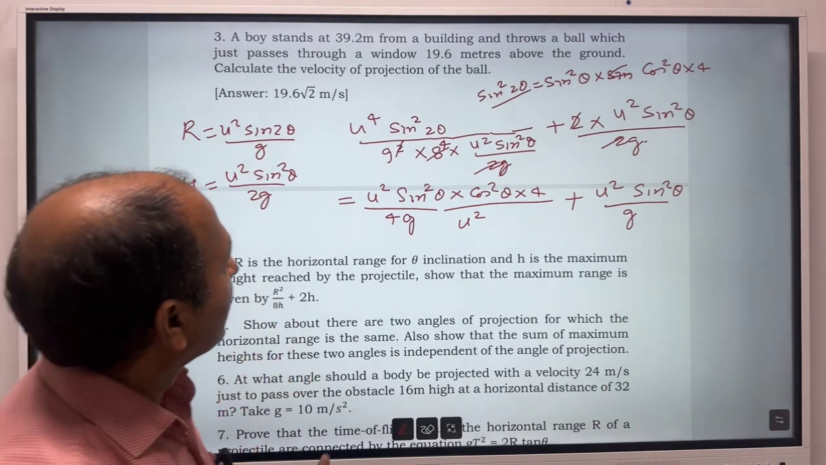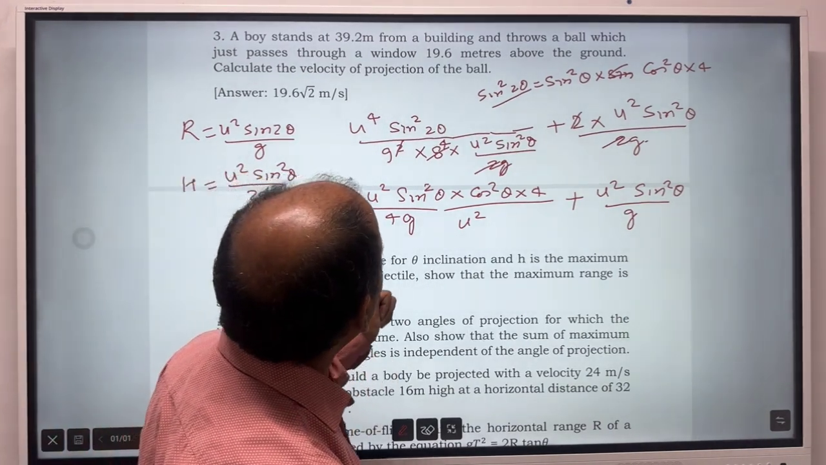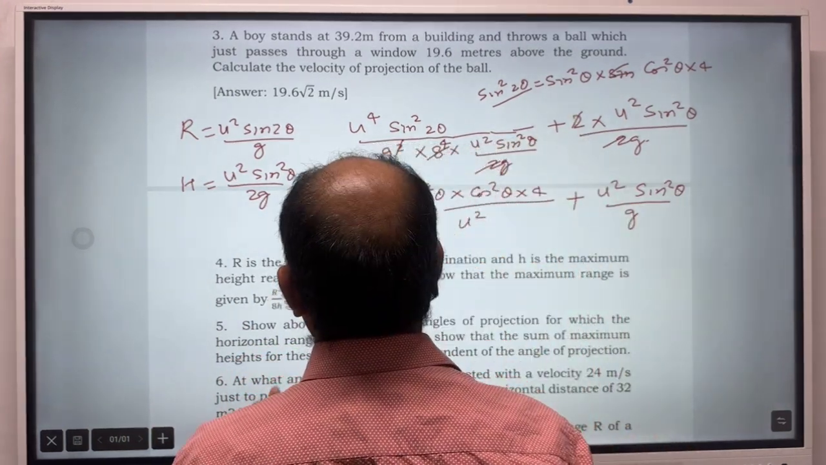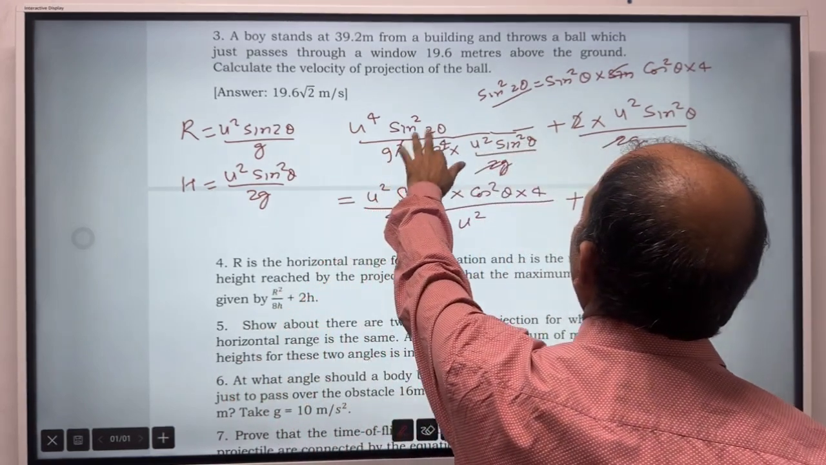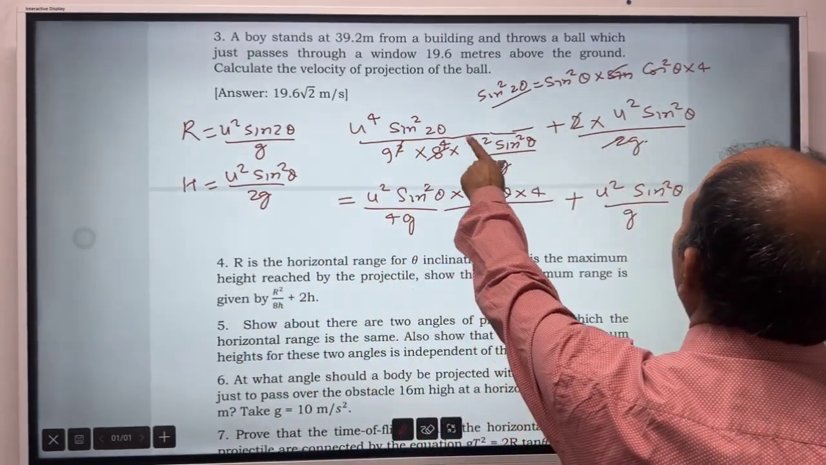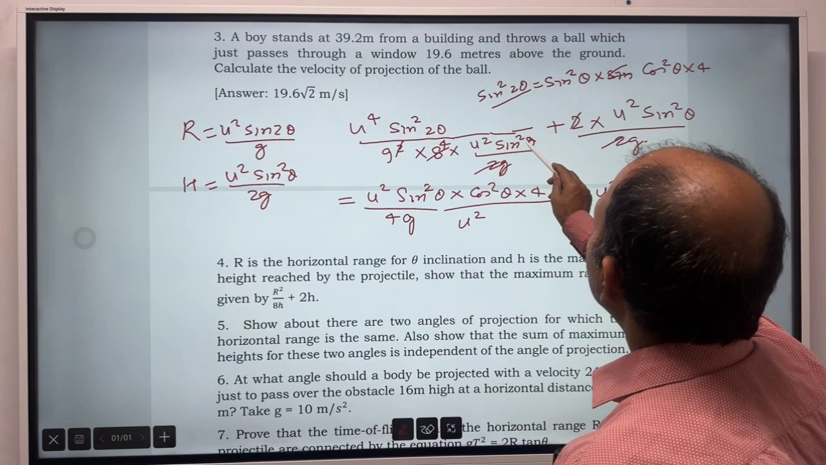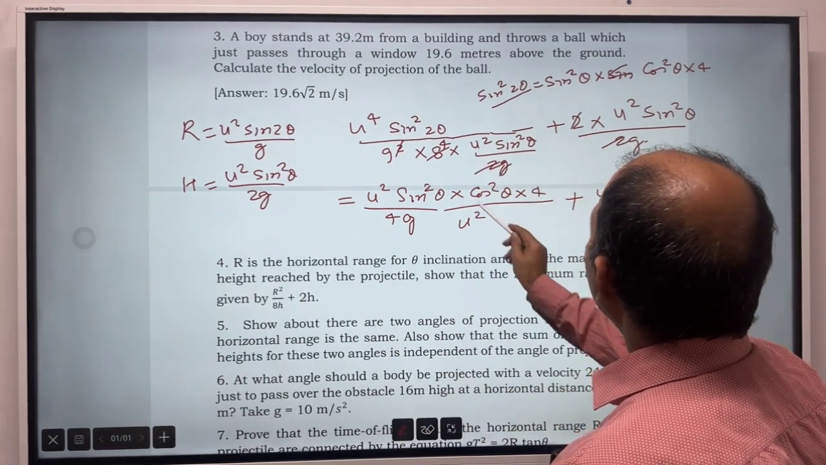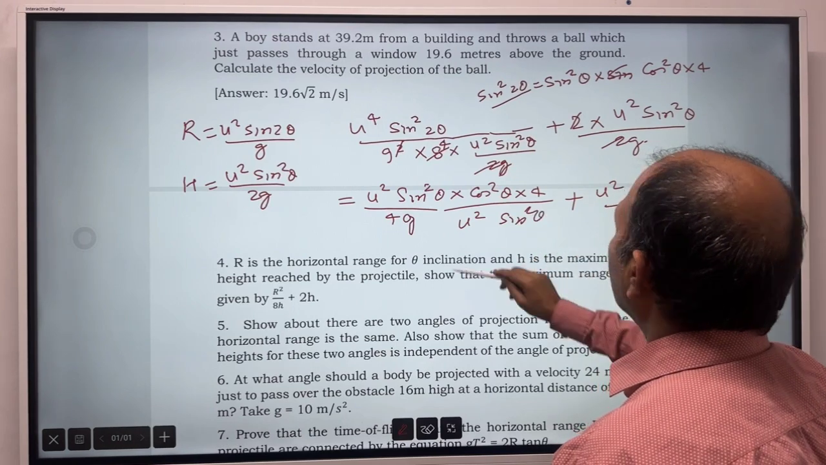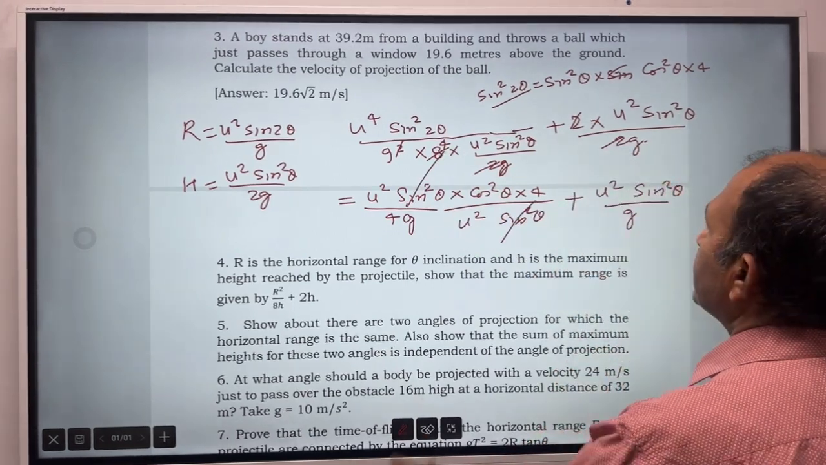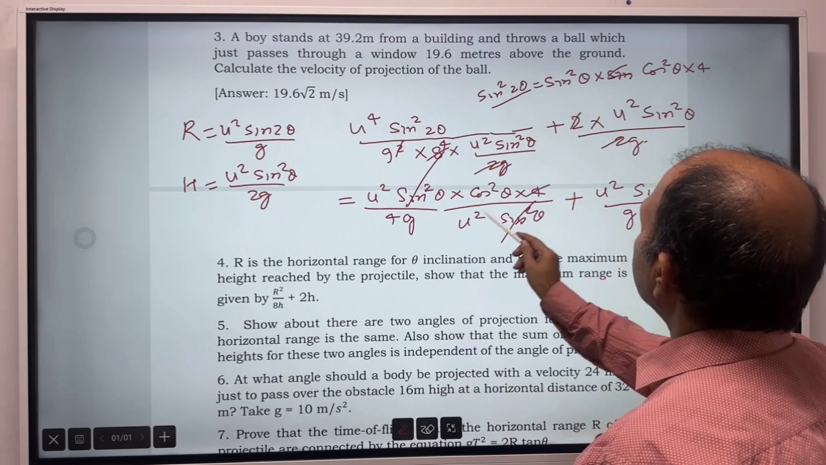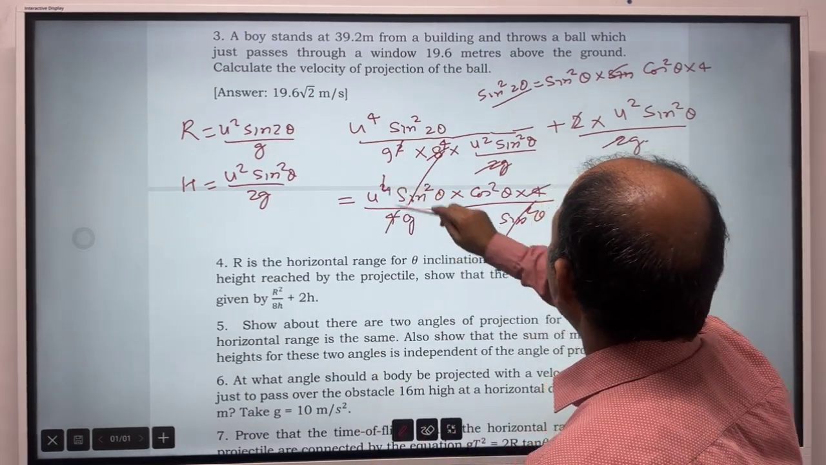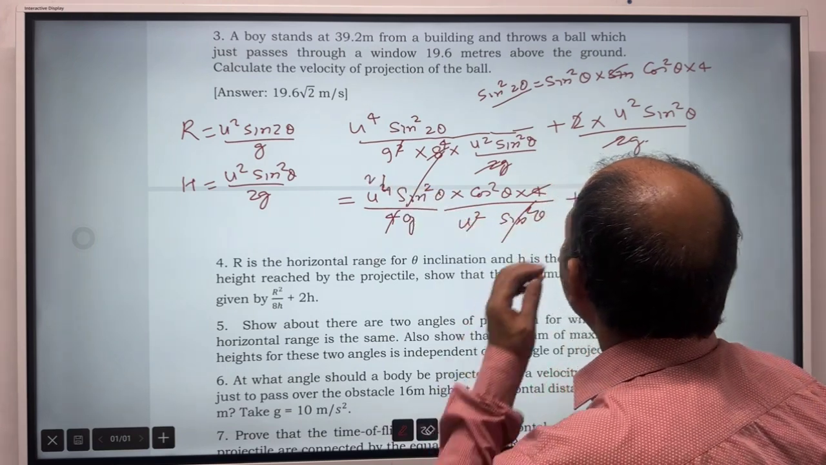Twice of h. Now let's see if something is missing here in our question. R square, so sine square theta, here sine square theta, so cos square theta should be left. One sine square theta must get cancelled. Here in the denominator there is one sine square theta, so this sine square theta will get cancelled by this sine square theta. 4 will get cancelled by 4, and u power 4, so 1 u square got cancelled, so this is u square.